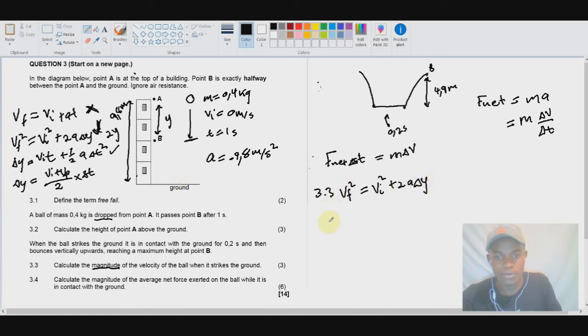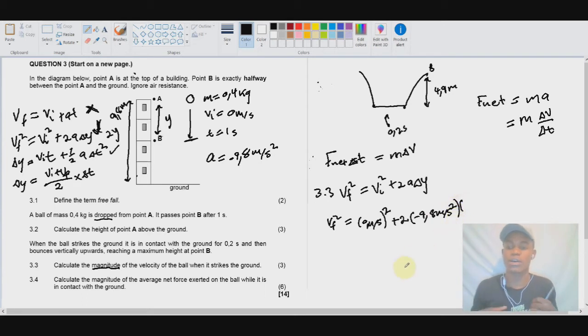We want vf, so vf squared is equal to, we know vi, which we said is 0 meters per second, squared, plus 2 times the acceleration, which we said is negative 9.8 meters per second squared. Now I want to talk about delta y. This particular ball starts at a distance of 0, and then it travels a distance of 9.8 meters in the negative y direction.